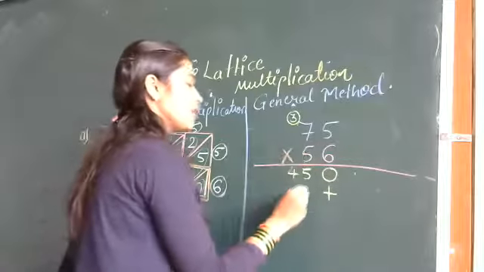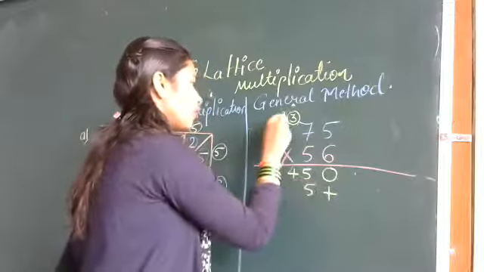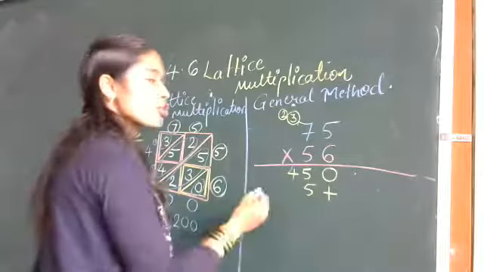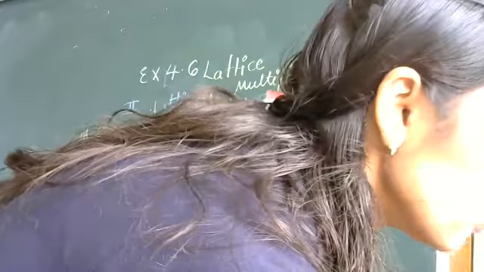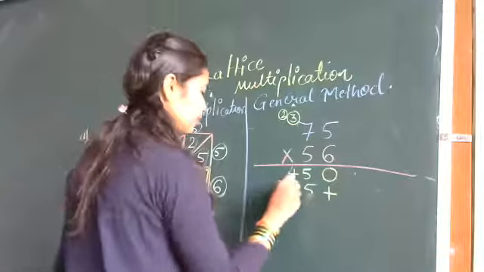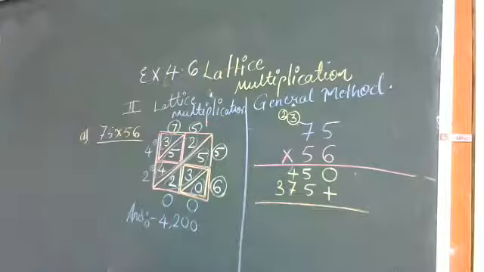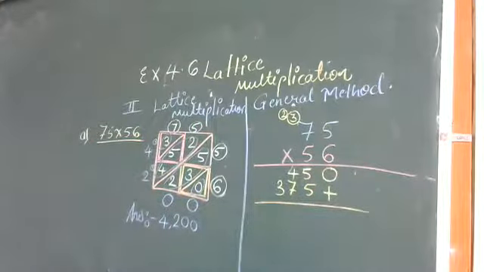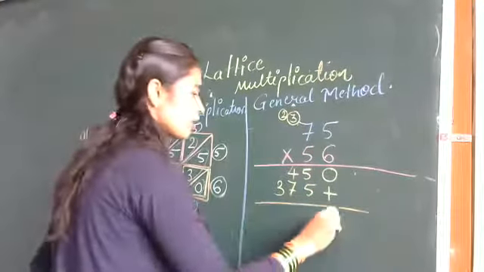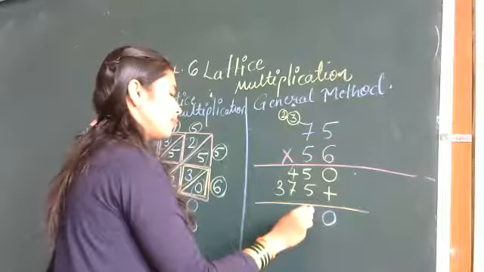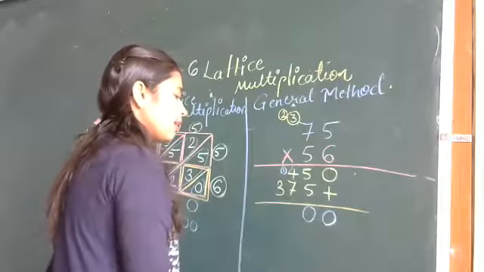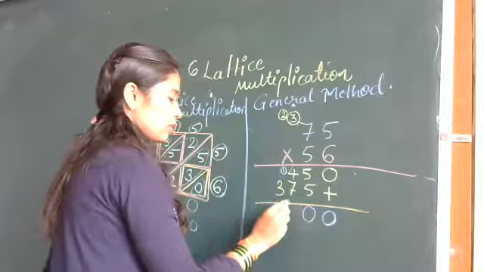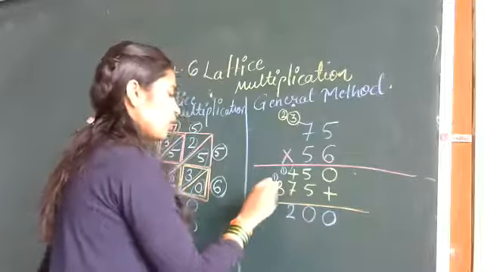Next, multiply by the number 5. 5 times 5 is 25, 2 will be carried here. 5 times 7 is 35. 35 plus 2 is 37. So now just add the products. So what will become your answer? 0 will become 0. Here comes 0. 5 plus 5 is 10. 1 will be carried here. Now this 5 plus 7 is 12. 1 plus 3.